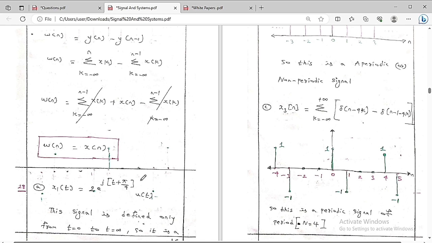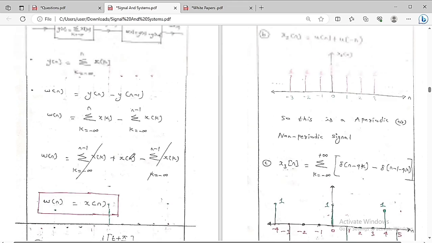What is the meaning of periodic signal? Periodic signal means it should be present for all values of time and the cycle should repeat after a certain amount of time. In this case, for negative values of t, it is not even present. So by default we can say it is an aperiodic signal or non-periodic signal.